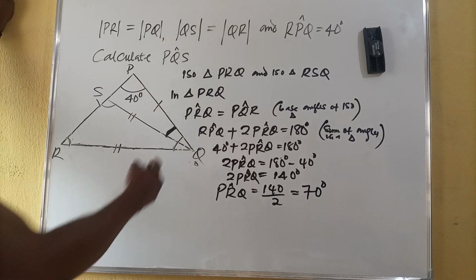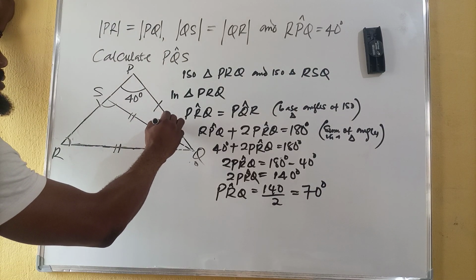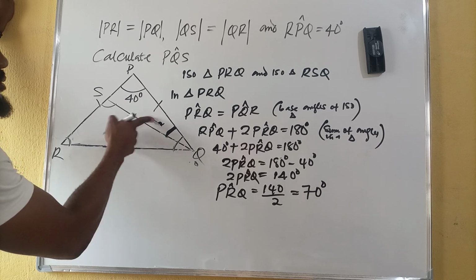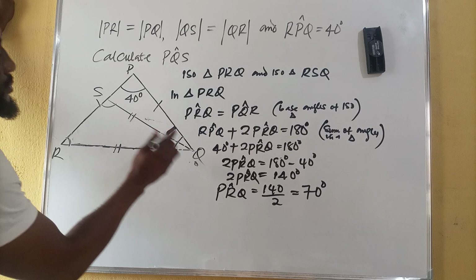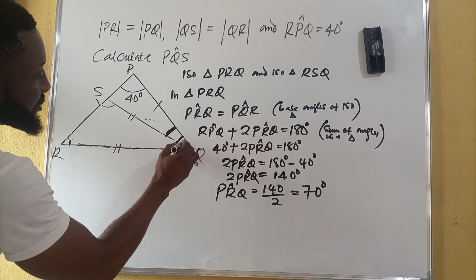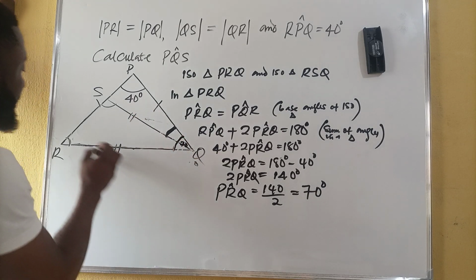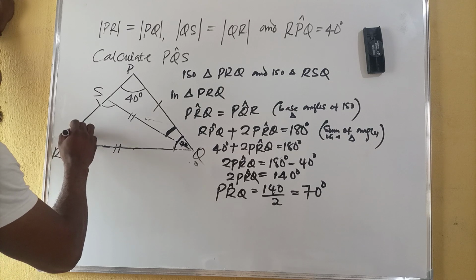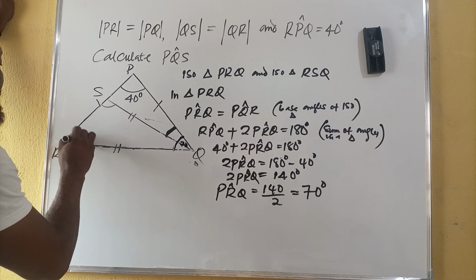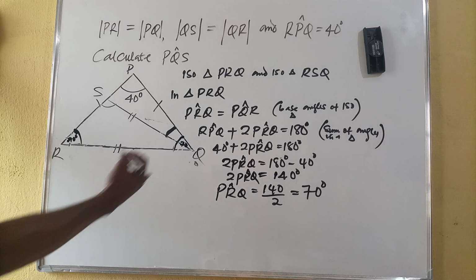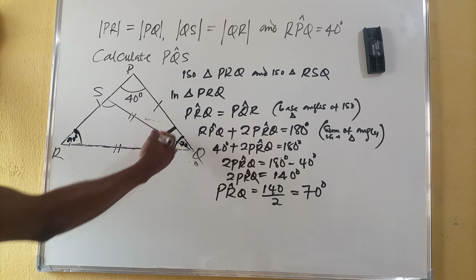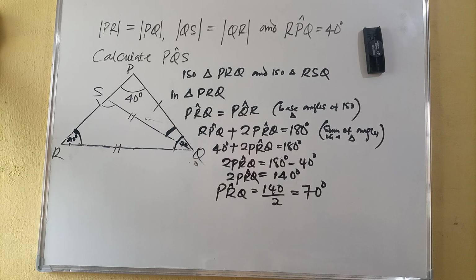So this angle here now is 70. The whole of this is 70 degrees. And here equally, this angle is equally 70 degrees. They are base angles of isosceles triangle. So that's 70 degrees. But we are not looking for this. We are looking for this angle. That's what we are looking for.